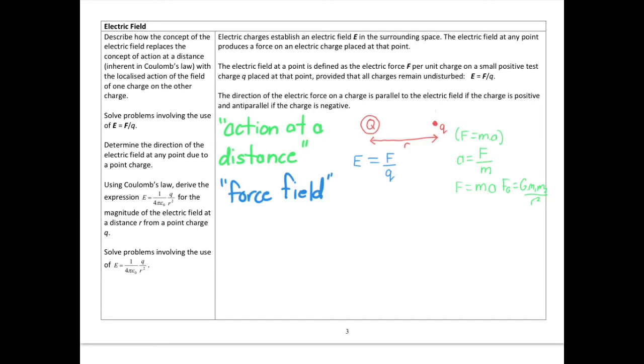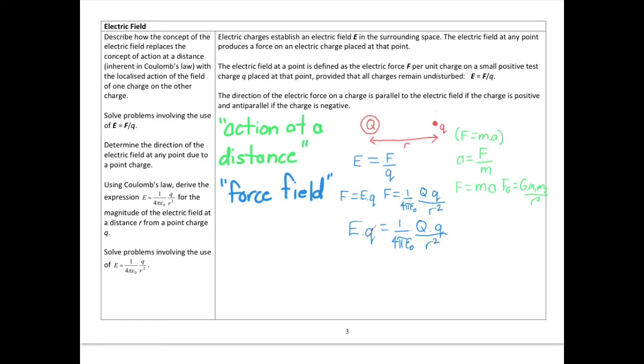So if we rearrange that definition for the electric field strength, we get force equals EQ. And we know that also for electrostatic force, the force equals 1 on 4 pi epsilon naught times Q times Q. So we're dealing with these two charges up here, so we'll keep that notation, divided by r squared. So that means EQ equals 1 on 4 pi epsilon naught times big Q, times little q, divided by r squared.